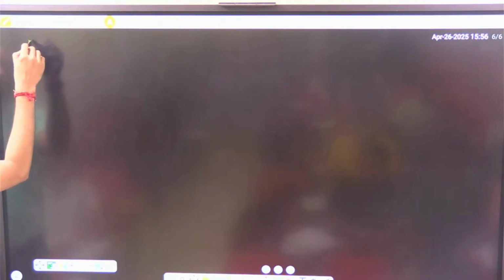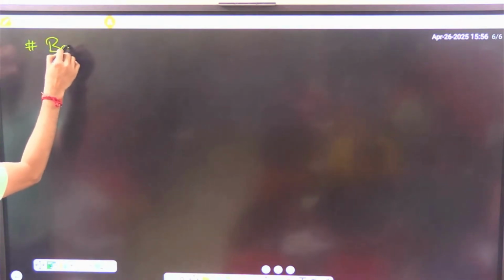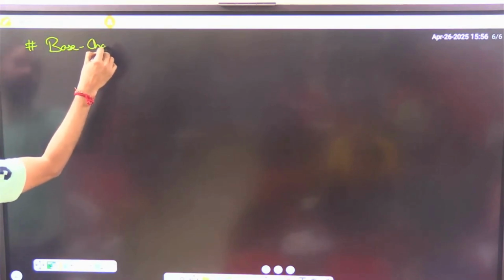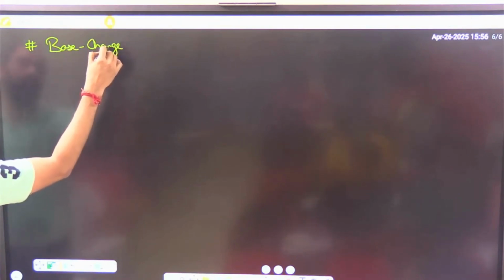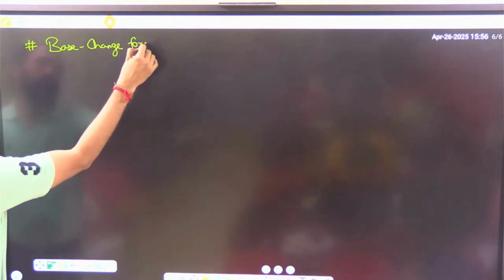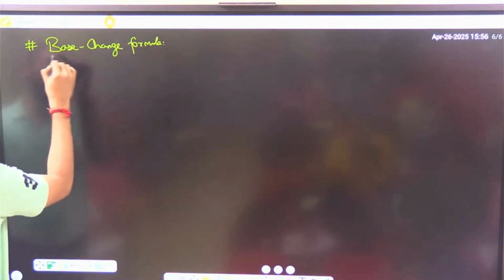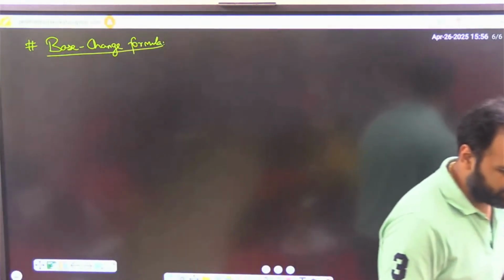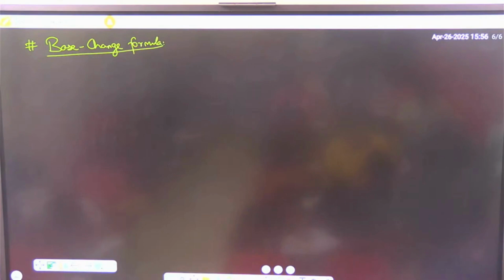Okay, next. Is everyone okay with the first set of properties and how we use them for problem solving? The basic idea. Then we go to the next set of properties. The next topic is the base change formula.